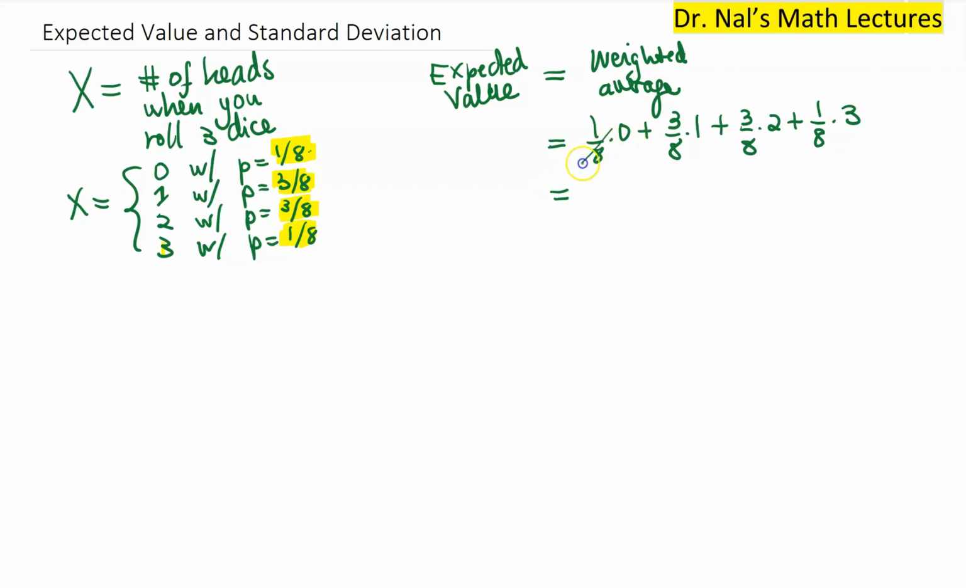Obviously this first term is 0. So 3 plus 6 is 9, plus 3, 12. 12/8, which is 3/2, or 1.5.